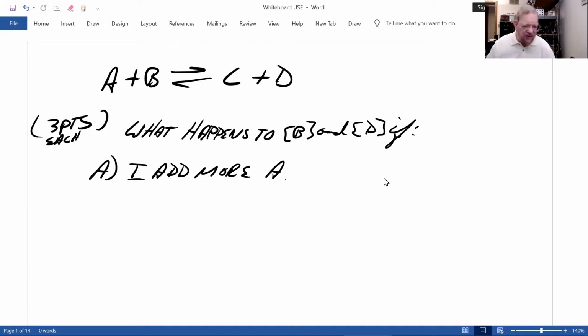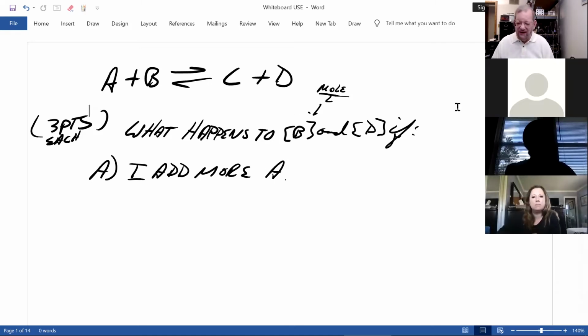All right, let's look at the question. What happens to the concentration of B and A? Remember, when you put a molecule in brackets, that's moles per liter, molarity. So what happens to the concentration of B and D if I add more A? Now, first of all, let me check. Everybody sees the whiteboard, right?